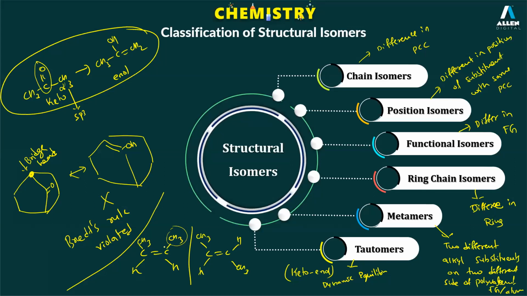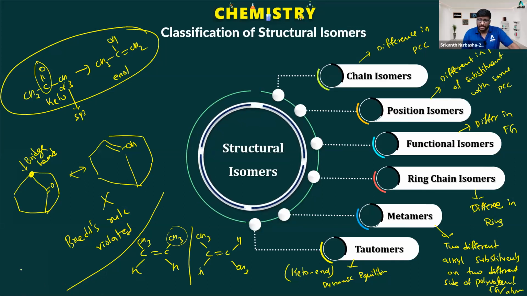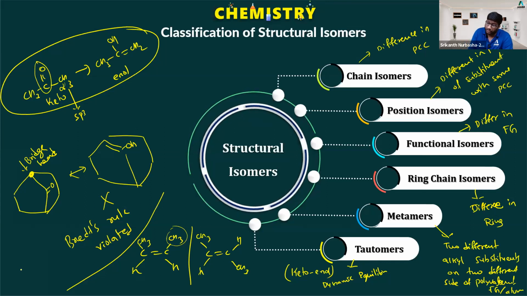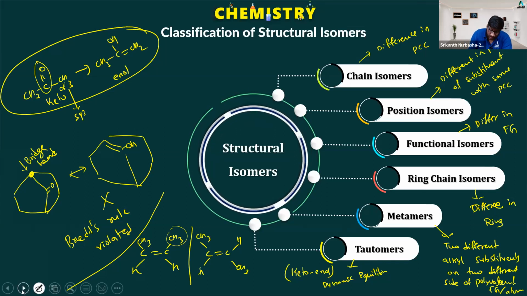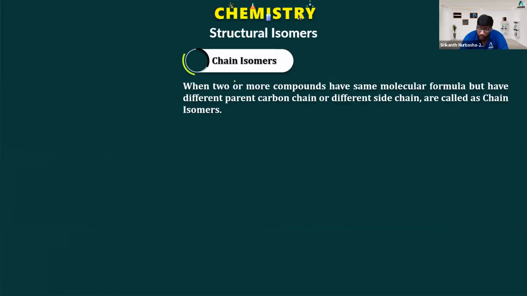Yes, sir. So let us look at all the cases. This is just the broad idea: chain, position, functional group, ring chain isomers, metamers, and tautomers. So chain isomers means what? A difference in the long chain is going to be seen. When two or more compounds have the same molecular formula but different parent carbon chain or different side chain, they are said to be chain isomers.